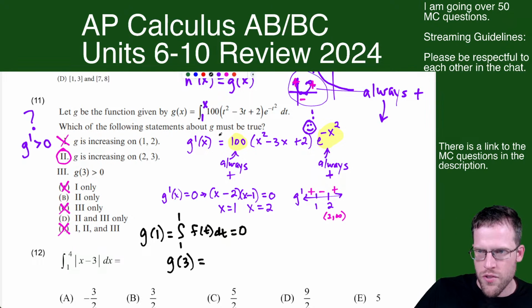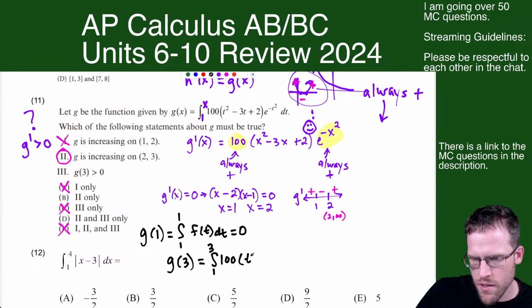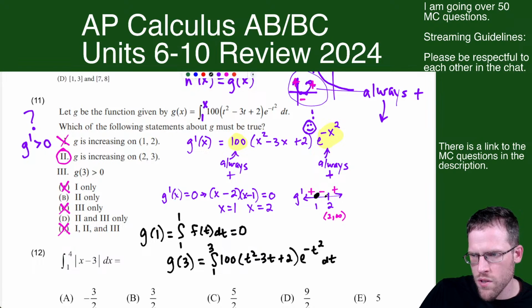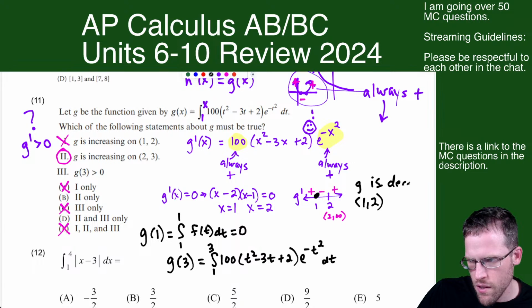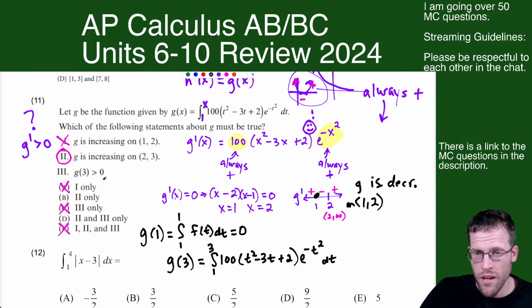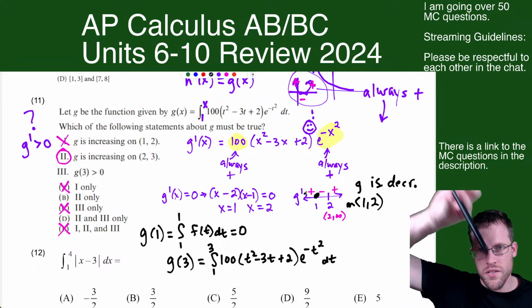Actually, you know what? I'll just write it out like this. G of 3 using this is the integral from 1 to 3 of our function, 100 times this. But what's standing out to me right away is a few things. That g of 1 is equal to 0. But then from 1 to 2, on this interval, g is decreasing. But then g starts to increase. But the question is, does g increase fast enough to get back to the positive? Because g of 1 is 0. So when g decreases, it goes negative.